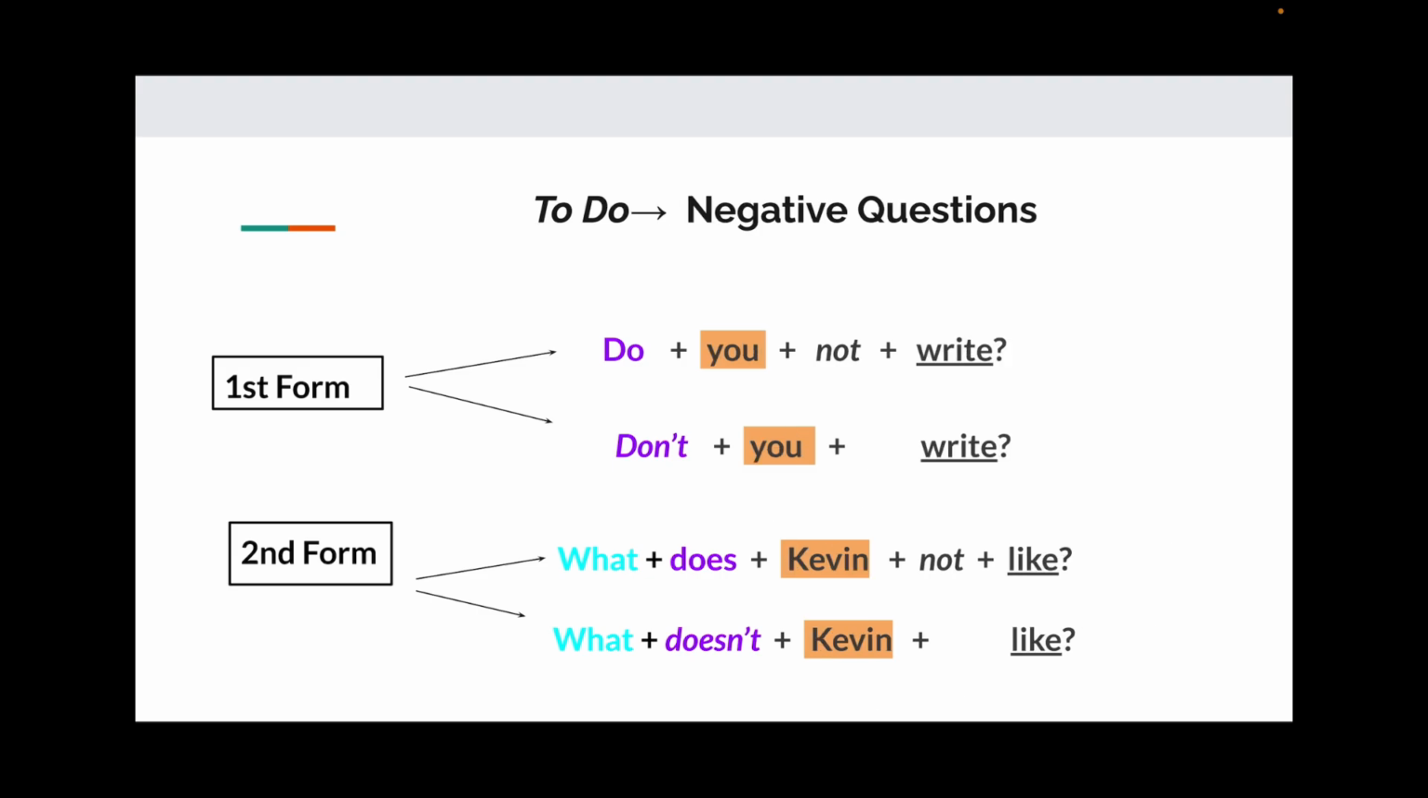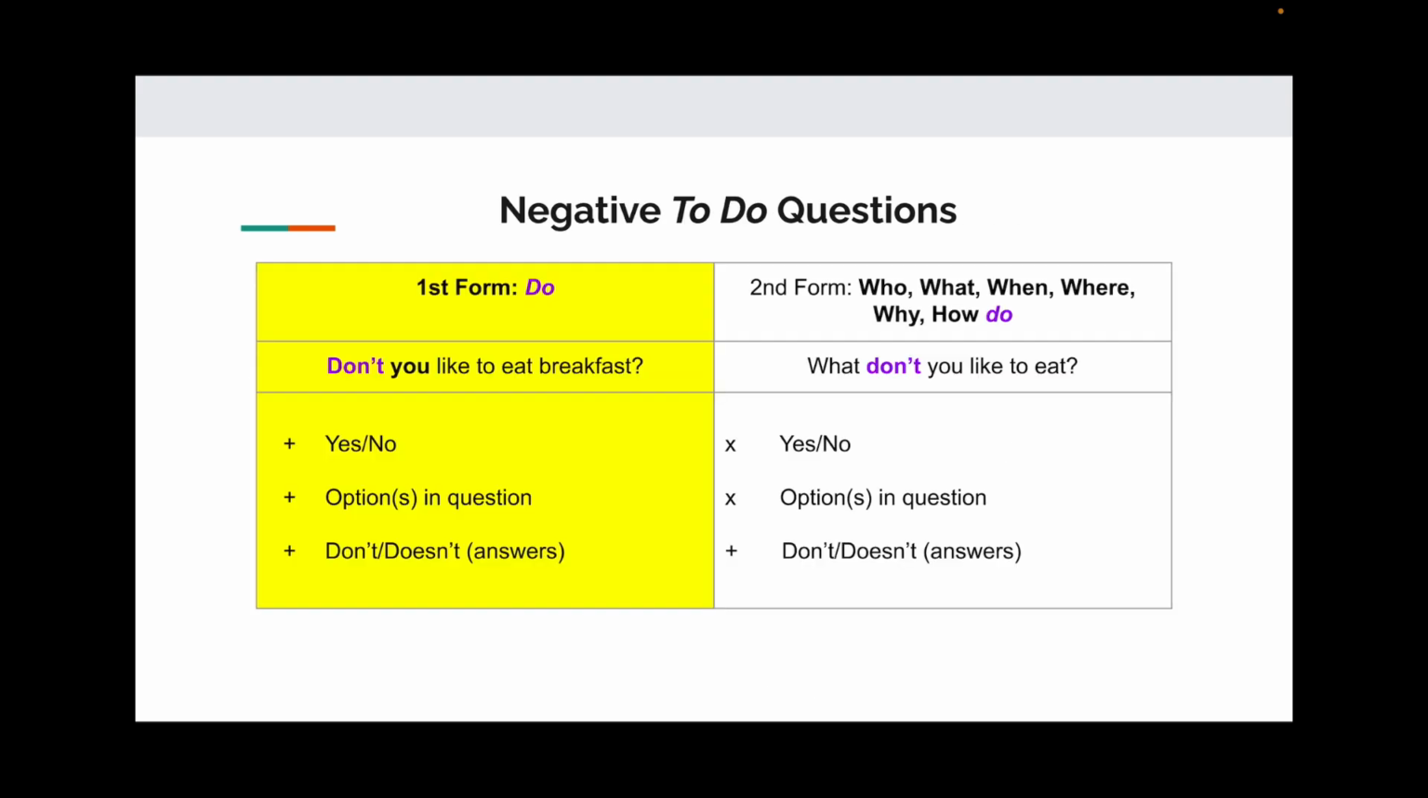And so here we have more specific examples with don't you write and what doesn't Kevin like. And so when it comes to first form negative questions such as don't you like to eat breakfast? You can answer these questions with yes or no, just like first form positive. Again, it's optional. These questions typically have options or an option within itself that you can use in your answer.